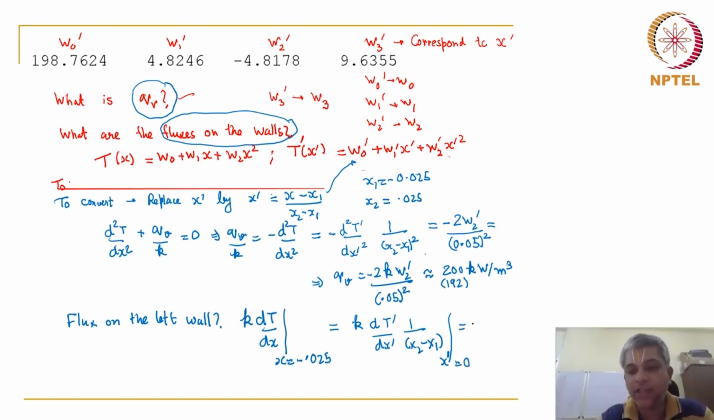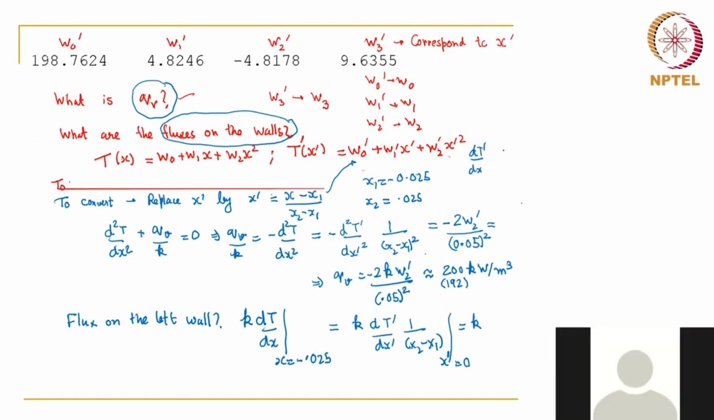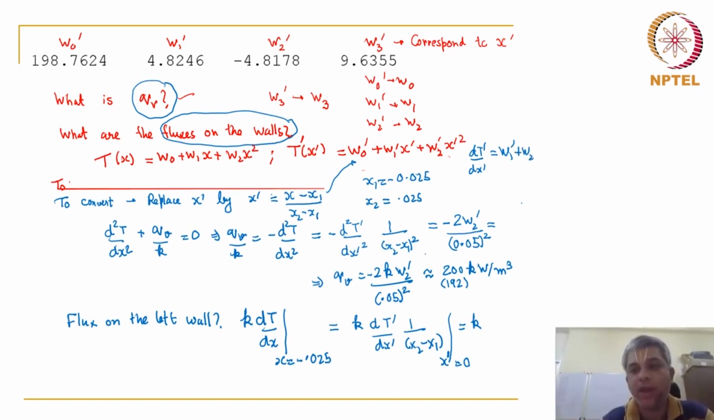Okay. So if you calculate this, this comes to k times, what will this term become? dT prime by dx prime at x prime equal to 0. So dT prime by dx prime equals W1 prime plus 2 W2 prime x prime, but this term becomes 0 because we are calculating at x prime equal to 0. So W1 prime divided by (x2 minus x1).